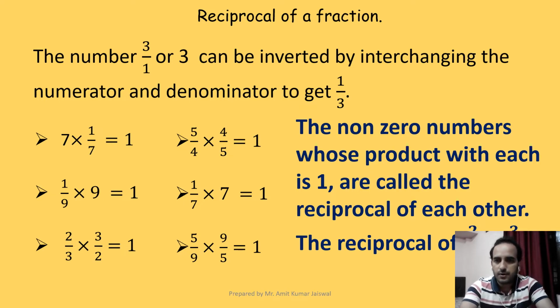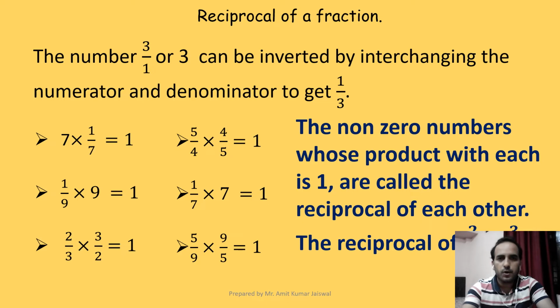And this is the concept we use in division of fractions, in case of dividing a whole number by a fraction or a fraction by a fraction. So now here you can see the example: 7 into 1 upon 7 we get 1, 5 upon 4 into 4 upon 5 we get 1.